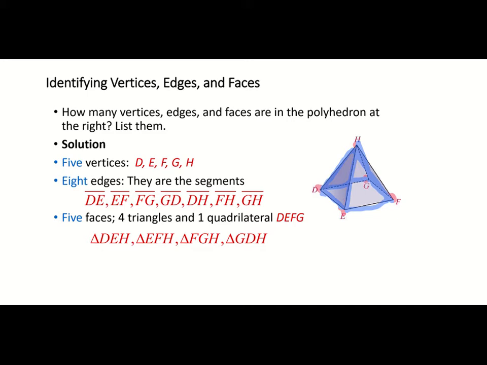And then the faces are 4 triangles, because your faces are what makes up the sides. So we got triangles here. And then we got our base, which is our rectangular bottom or our quadrilateral.